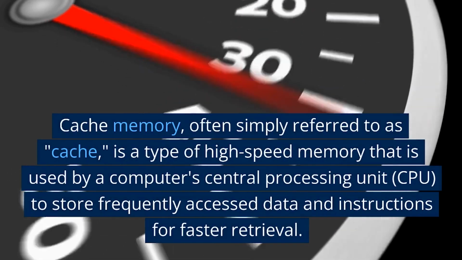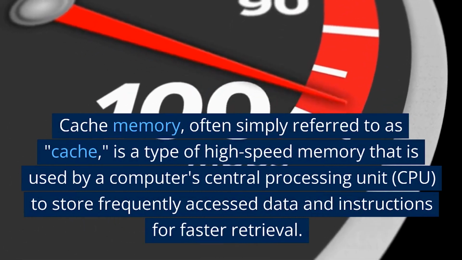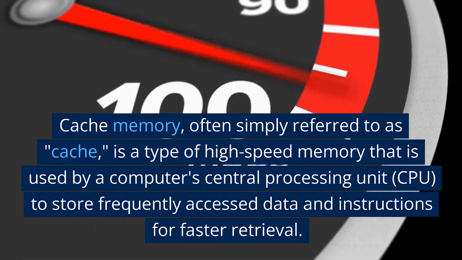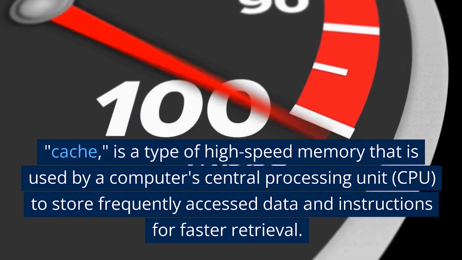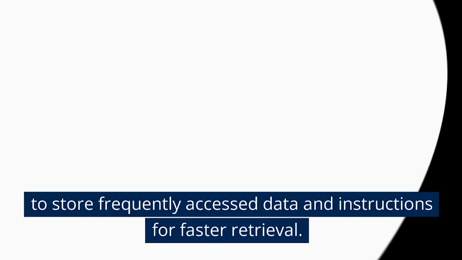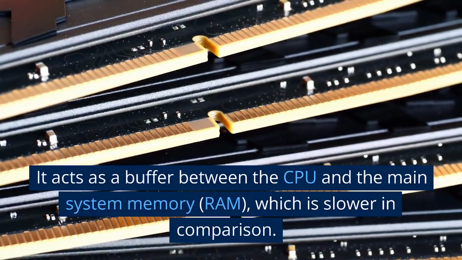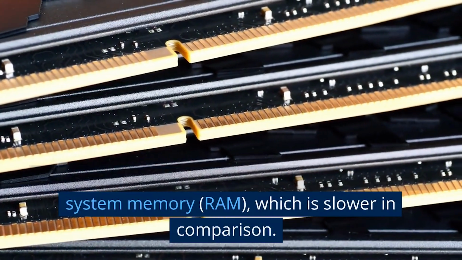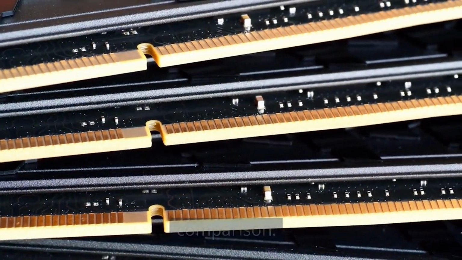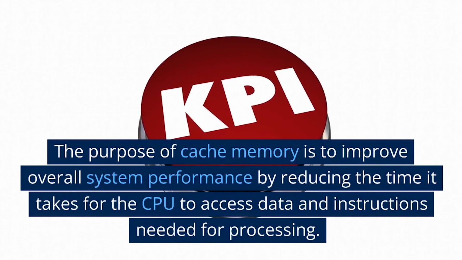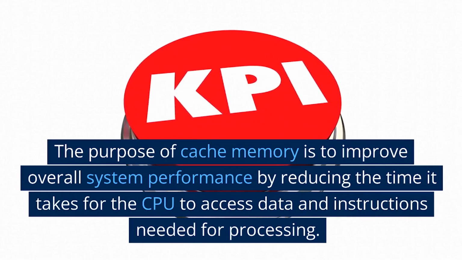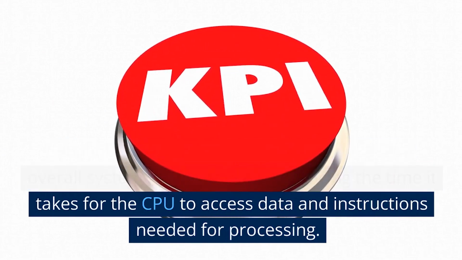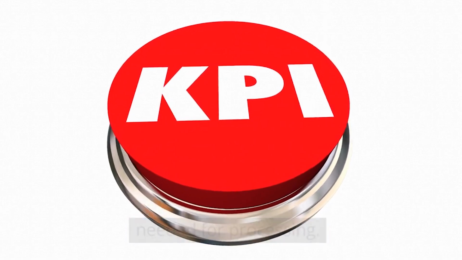Cache memory, often simply referred to as cache, is a type of high-speed memory that is used by a computer's central processing unit, CPU, to store frequently accessed data and instructions for faster retrieval. It acts as a buffer between the CPU and the main system memory, RAM, which is slower in comparison. The purpose of cache memory is to improve overall system performance by reducing the time it takes for the CPU to access data and instructions needed for processing.